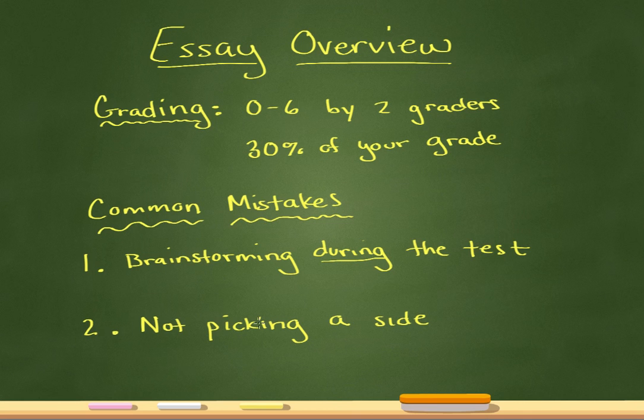Number 2, not picking a side. A lot of students, the first time they take this test, because they have a hard time finding examples for one side, decide to write an on-the-fence argument. They say, yeah, a little bit, but not always. And they're not really committing to one side of the argument. What you want to do is just pick a side. Your argument is going to sound a lot stronger, and your essay overall is just going to sound better if you stick to one side of the argument.